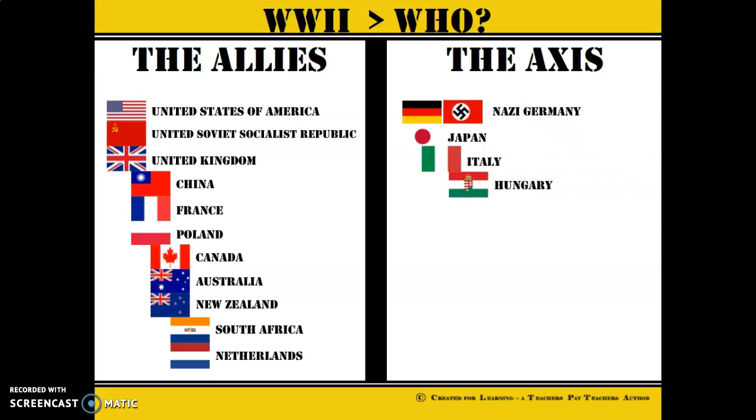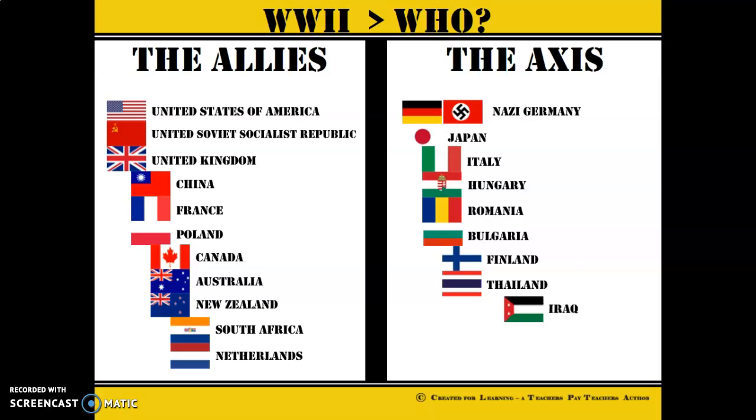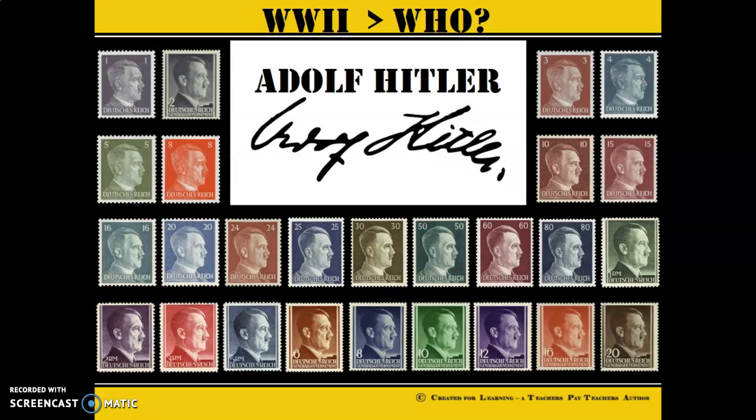The Axis, the other side, had Nazi Germany, Japan, Italy. Those are the 3 that we remember the most, especially Germany and Japan, because those are the ones that we fought against. Japan bombed us in Pearl Harbor. But then there are these other countries as well. We have Hungary, Romania, Bulgaria, Finland, Thailand, and also Iraq. All fought on the opposite side of us in World War II.